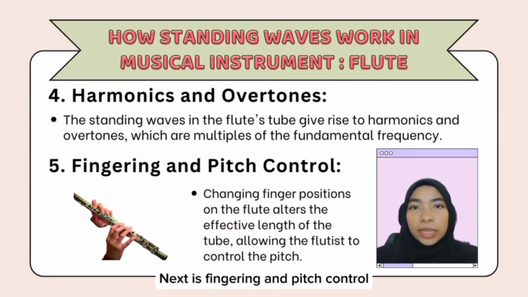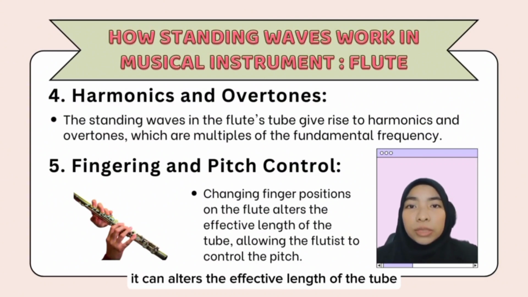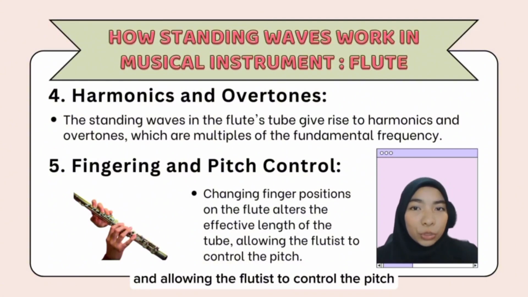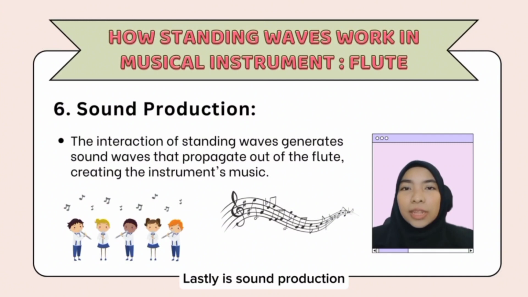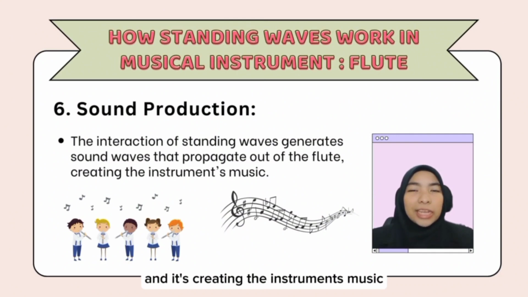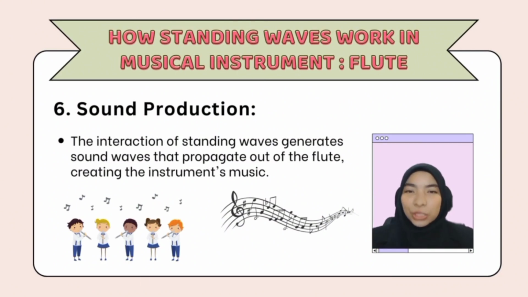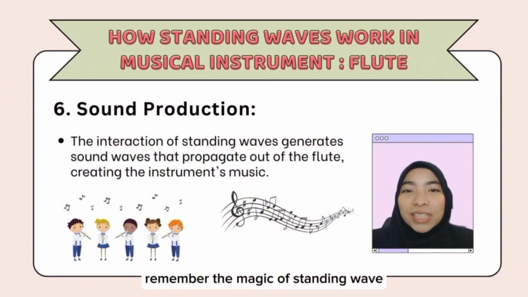Next is fingering and pitch control. When we change finger positions on the flute, it can alter the effective length of the tube, allowing the flutist to control the pitch. Lastly is sound production. The interaction of standing waves generates sound waves that propagate out of the flute, creating the instrument's music. So the next time you listen to a flute, remember the magic of standing waves.